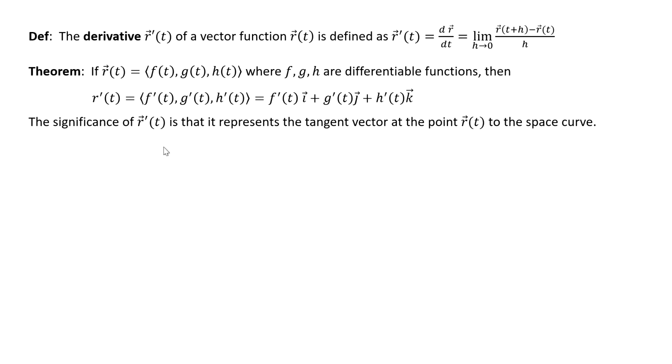I'll probably use the word particle synonymously with the point. I shouldn't, but please accept that. Okay. So we would like to know in which direction the point is moving or the particle is moving and with what speed. And that is represented by the velocity vector.